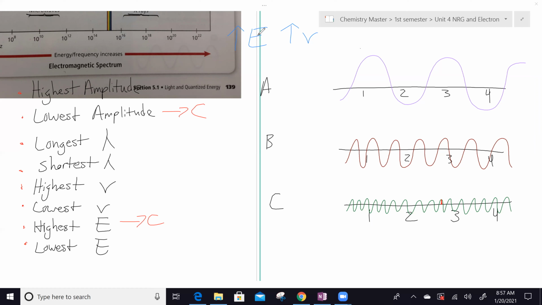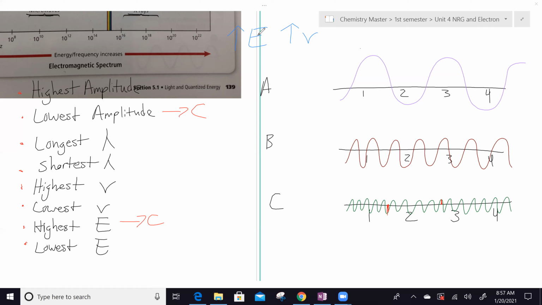Now, I didn't do a good job of drawing these, because these look different. Ideally, this amplitude and this one would be the same. I didn't do a good job of drawing it, but it is way smaller in comparison to B or A. All right. Anybody else?